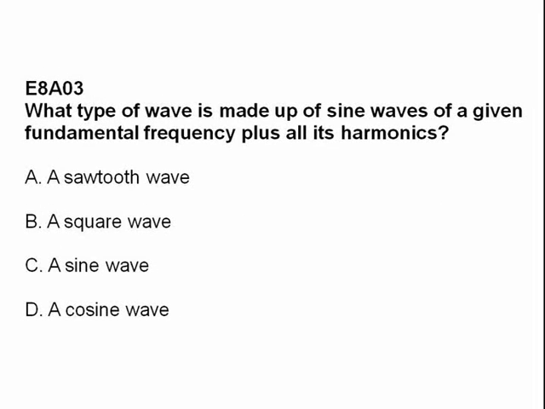What type of wave is made up of sine waves of a given fundamental frequency plus all its harmonics? A, a sawtooth wave, B, a square wave, C, a sine wave, or D, a cosine wave? The answer is A, a sawtooth wave.